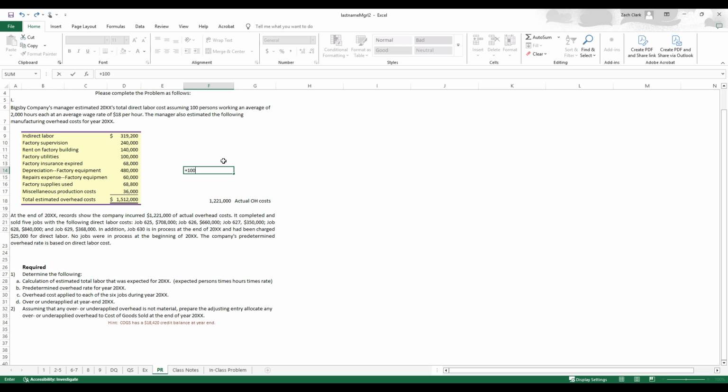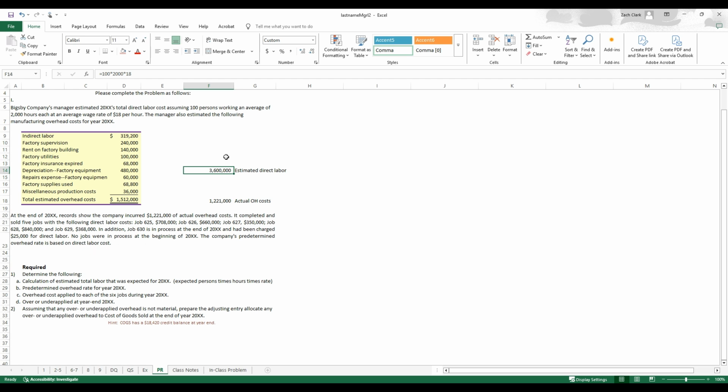We have an estimated 100 persons times 2,000 hours times $18 per hour. So taking these figures, we had an estimated labor, I should say estimated direct labor, okay? And again, that was our estimate of 100 people, 2,000 hours, $18 per hour. Add that all up, or multiply it out, that's 3.6 million.